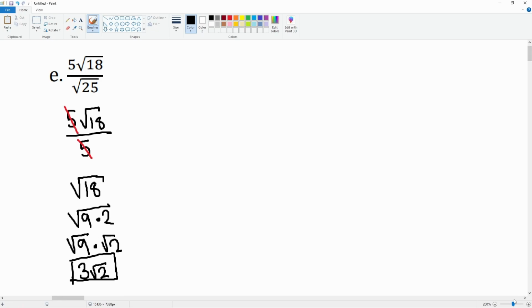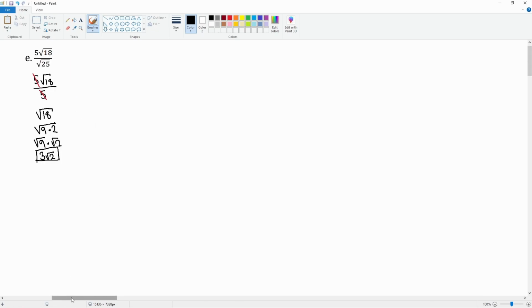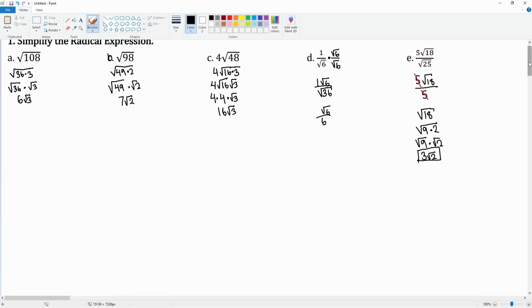All right, so there you go. That is how you simplify the radical expressions.